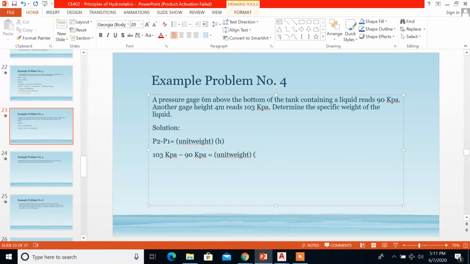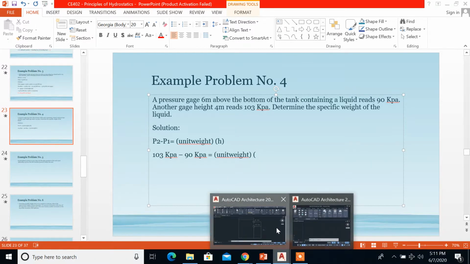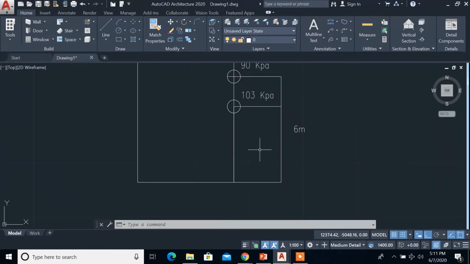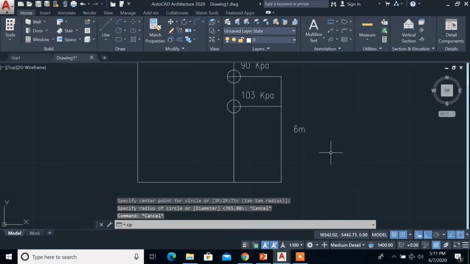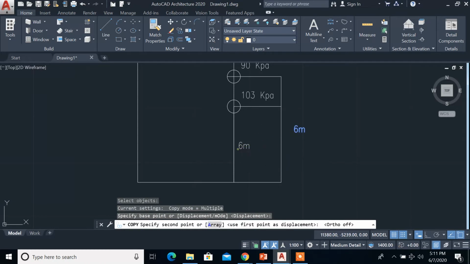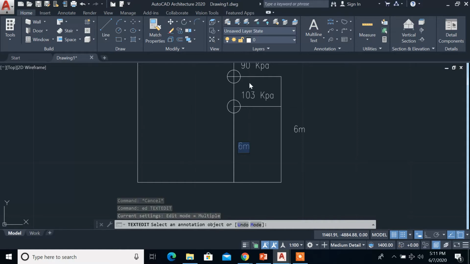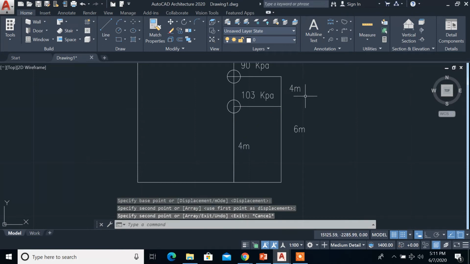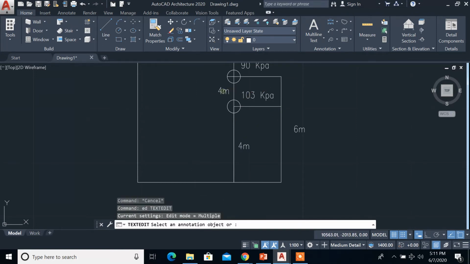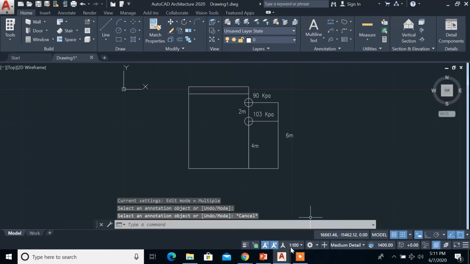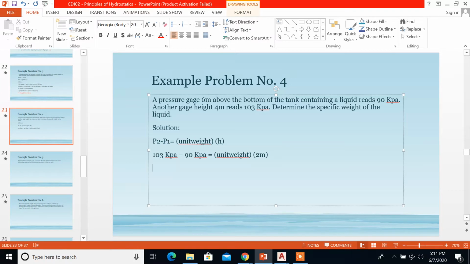So, ano ba yung total height natin? Check ulit natin yung figure. Yung magiging height natin diyan, di ba, ito is 4 meters daw from the bottom. Ito, 4 meters. Ibig sabihin, ito, 2 meters. Yung total height natin dyan is yung distance between the two pressures. Ang distance natin equivalent to 2 meters. Lagay ko dito na lang siguro sa loob. Times 2 meters. Ito yung ating unit weight.